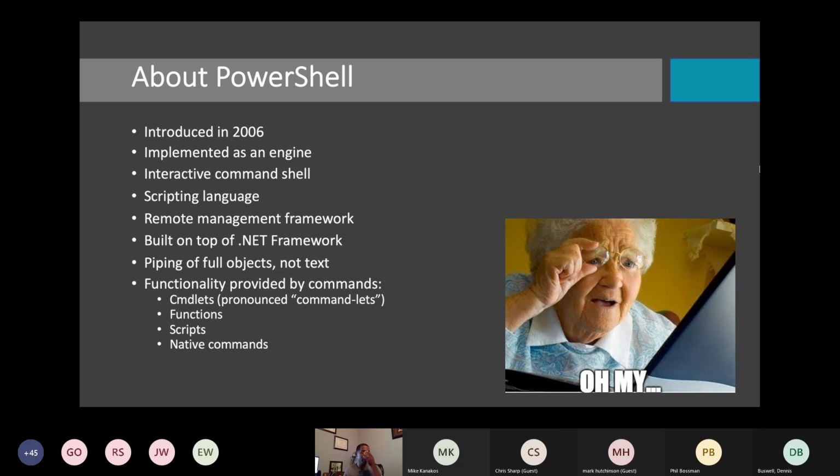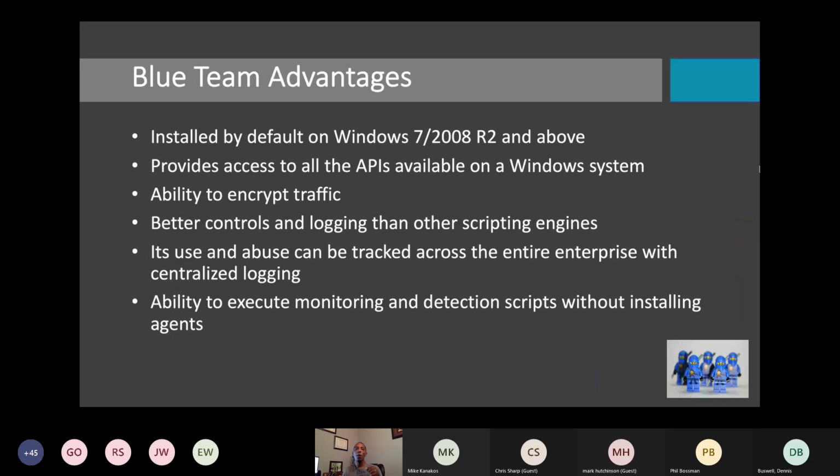A number of the functionalities are built through cmdlets, functions and scripts. And guess what? We can also use those native commands. Those are things that you already know. But what are the real true advantages? Well, if I'm a blue team person, if I jump on a Windows 7 or 2008 R2 system and above, PowerShell is already there. Granted, it's largely going to be PowerShell v2, but that's not important right now. The important fact is I have PowerShell there, and I can leverage it to interact with APIs on Windows. I have the ability to encrypt my traffic, so if I'm trying to reach out and interact with other machines, I can get some integrity, if you will, from that CIA model, confidentiality, integrity, availability, with that communication.